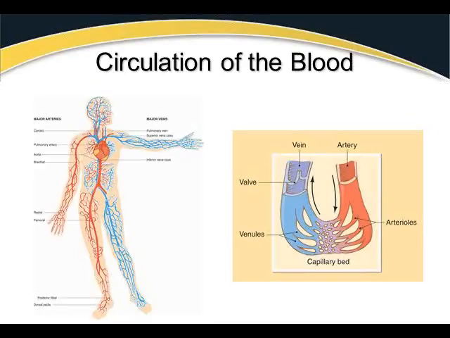Arteries are thick-walled, very muscular, high pressure. Veins, thin-walled, minimal muscles, and low pressure with valves.